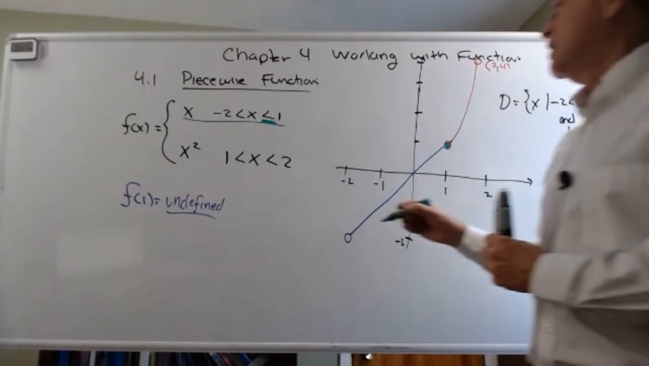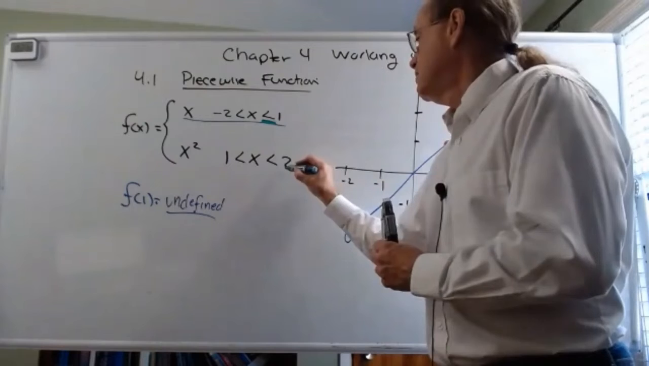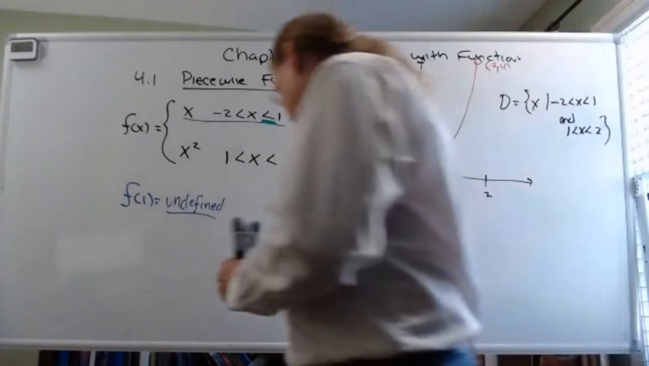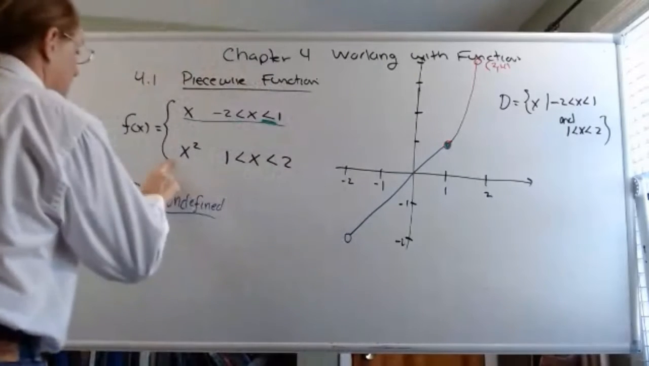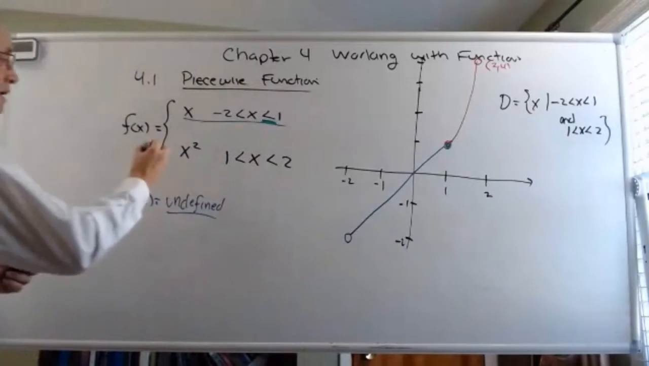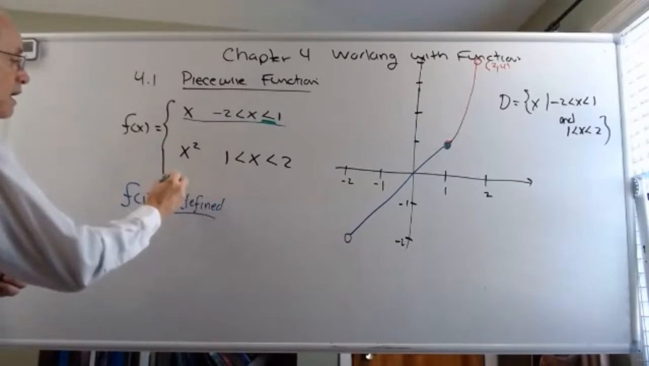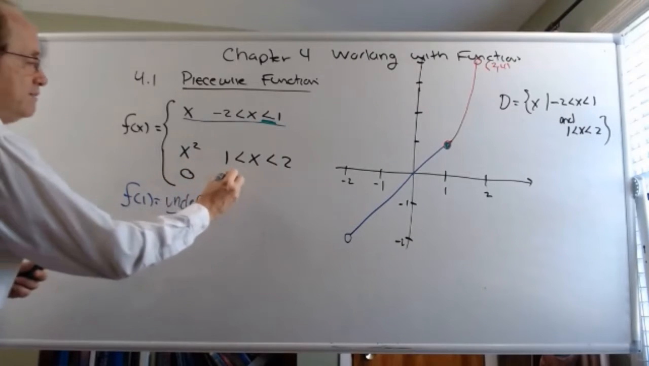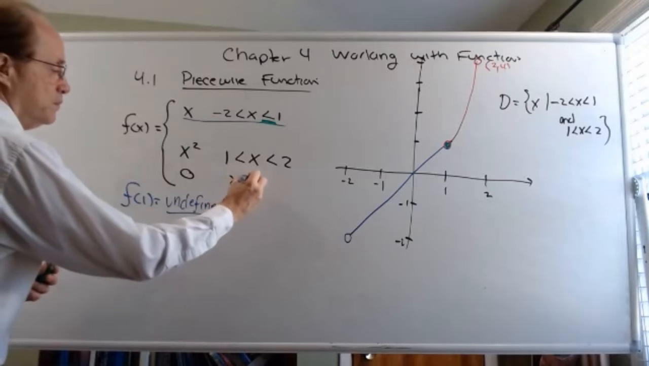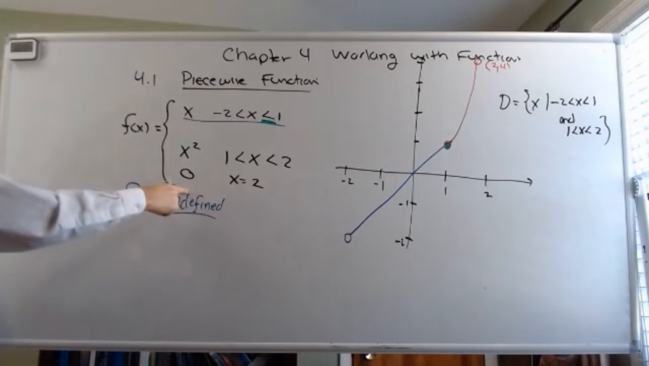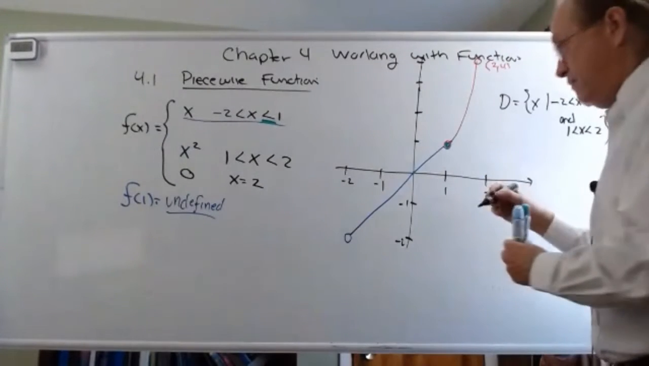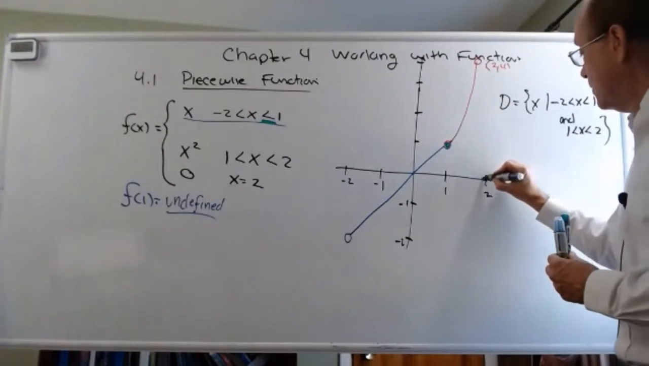Now, I could also define it over here if I wanted to. But sometimes you'll see it defined in a different way. I could define it this way. Let's bring this down just one more. And I say it's equal to 0 if x is equal to 2. So that little thing takes, when x is 2, my value is 0.